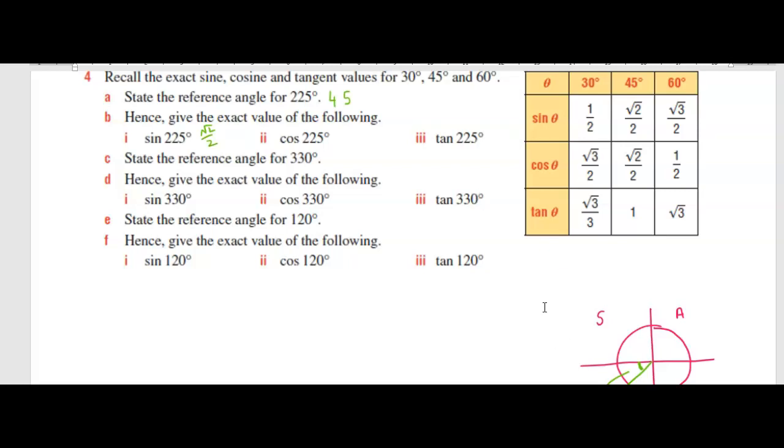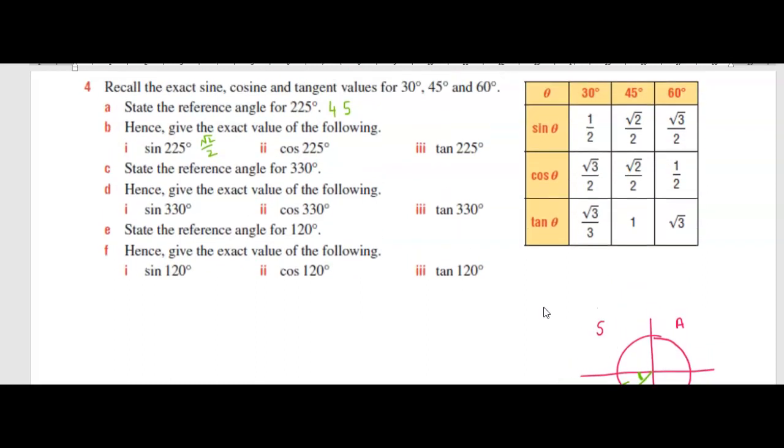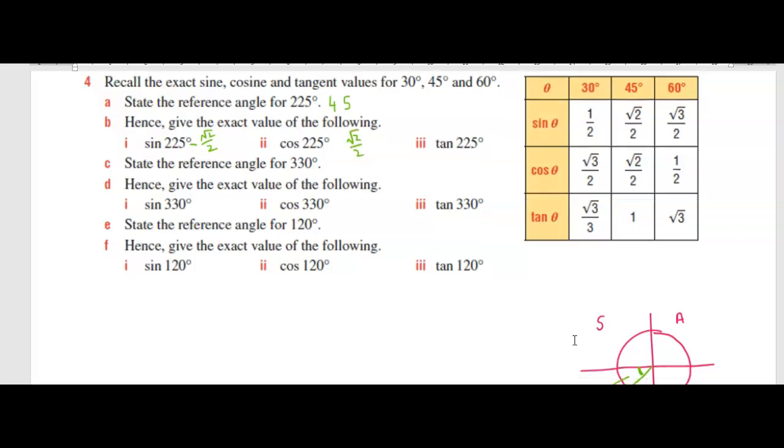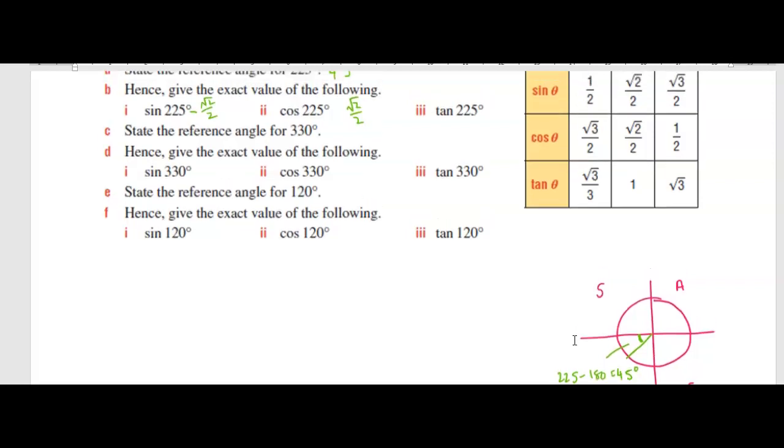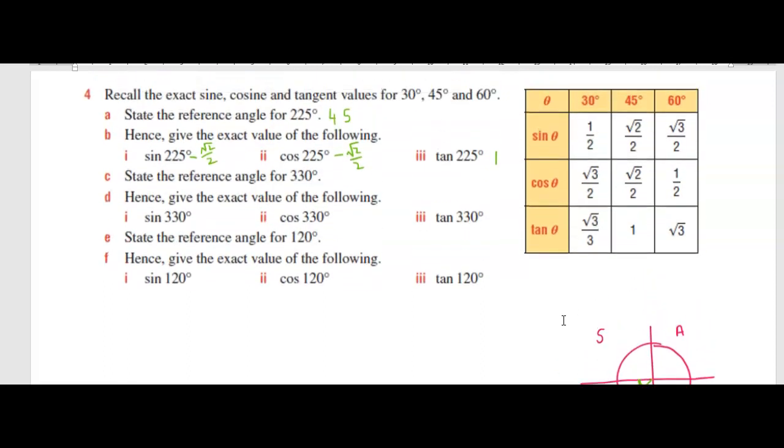And in the third quadrant, sine is actually negative. So it's going to be negative root 2 on 2. Cos 45 is also root 2 on 2. And in the third quadrant, it is also negative, so it's going to be negative root 2 on 2. And then tan, so tan 45 is 1. And in the third quadrant, tan is actually positive, so it just stays as 1.